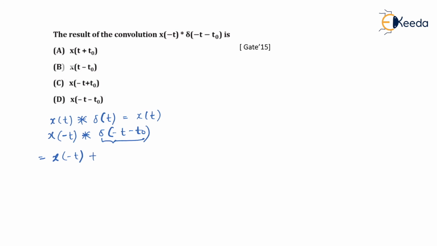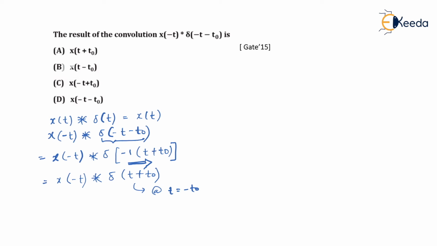So x of minus t, I'll keep it as it is, when gets convolved with del of, to make t coefficient free, I'll take minus 1 out. We know that we go from left to right approach. Delta signal is always an even signal, so time reversal doesn't matter. So I can represent it like this: x of minus t convolved with del of simply t plus t naught. Now this is an impulse present at t equal to minus t naught.